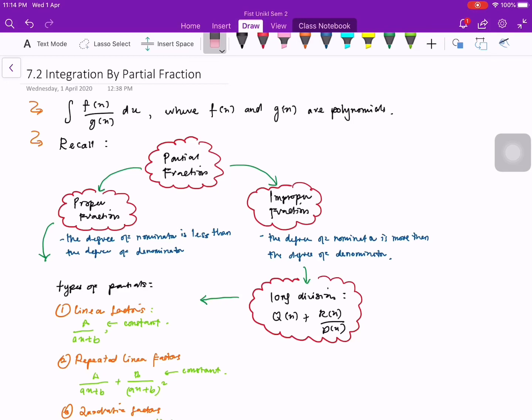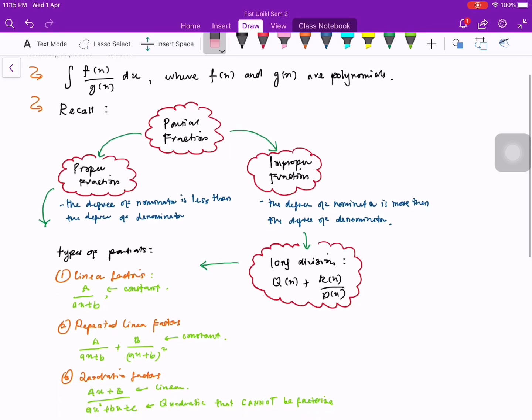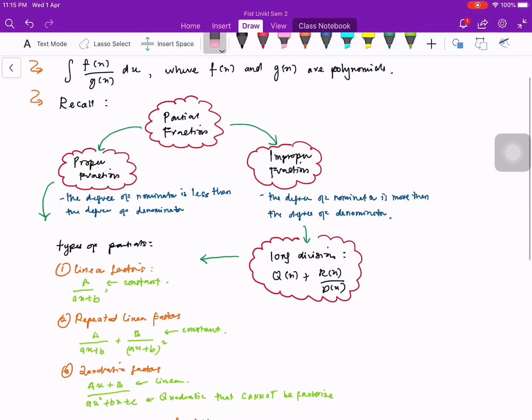pertama sekali dianya adalah melibatkan function yang berbentuk ratio ataupun bentuk pecahan. Okay, so kalau contoh dekat sini kita ada integral of f(x) over g(x) dx, where f(x) and g(x) are polynomials. Dan untuk topik ni juga kita kena recall previous lessons untuk semester 1. Kalau pelajar-pelajar masih ingat, we learn about partial fractions. So suka saya ingatkan balik tentang partial fractions.